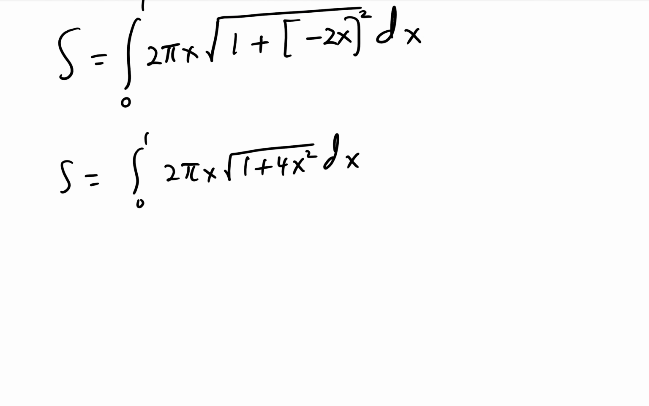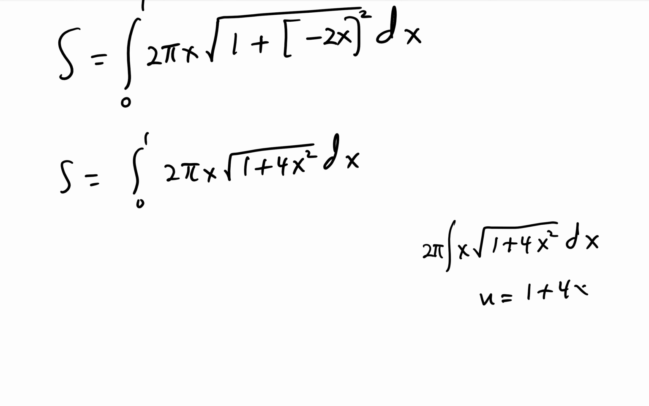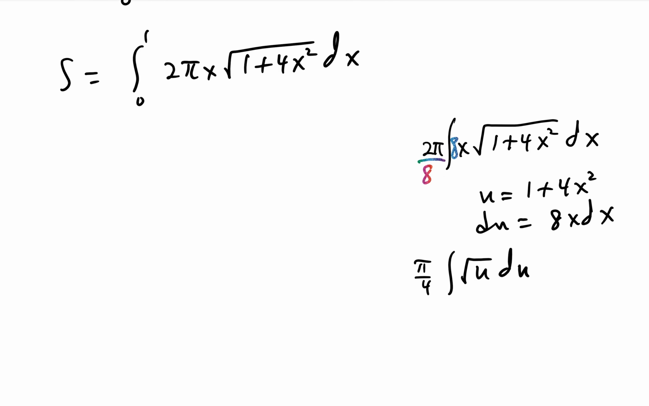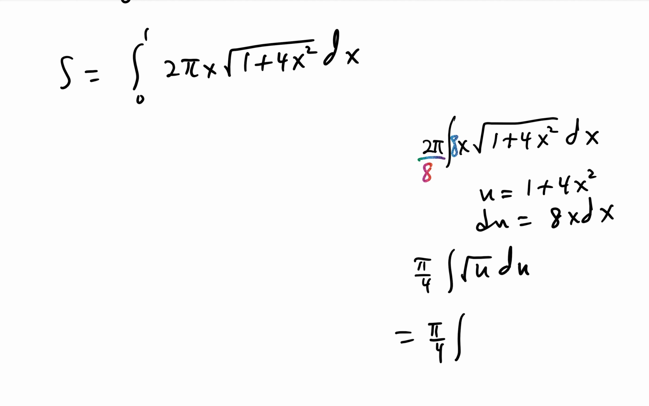And then on the side, if you like to work that on the side, just the 2 pi out, x, square root of 1 plus 4x squared. You can do the u sub, and du is 8x dx. So we need an 8 and 8 outside. That makes it pi over 4 integral square root of u du. Pi over 4 u to the 1/2 du. u to the 3/2, 2/3.